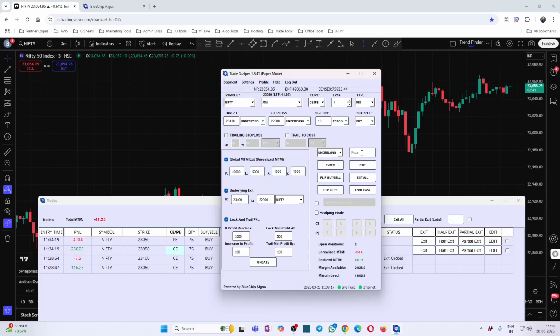Let's say you want to enter only when Nifty reaches some 23,100. Sure, you can define that, and only when this level is reached, ATM will be picked up. Okay, and then of course we also have flip buy sell.